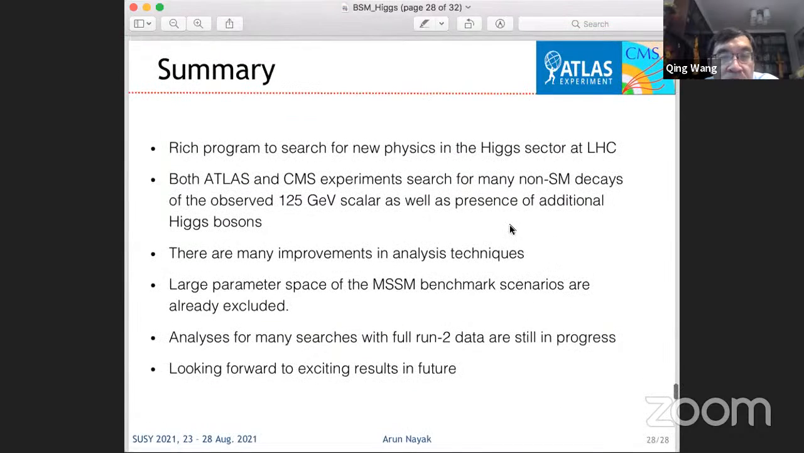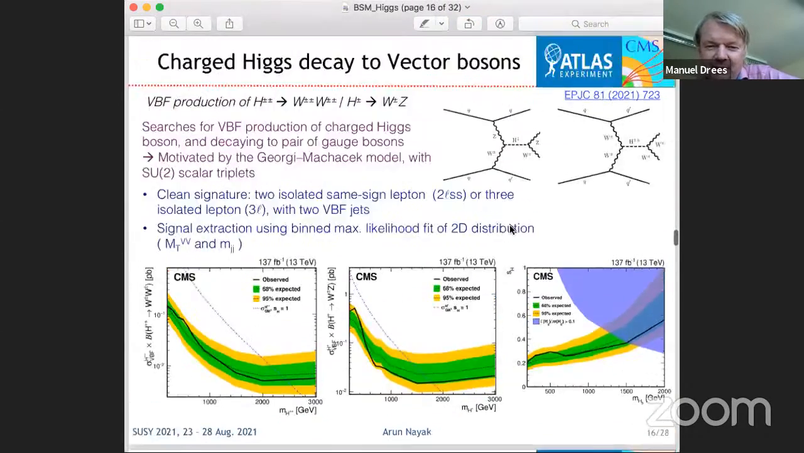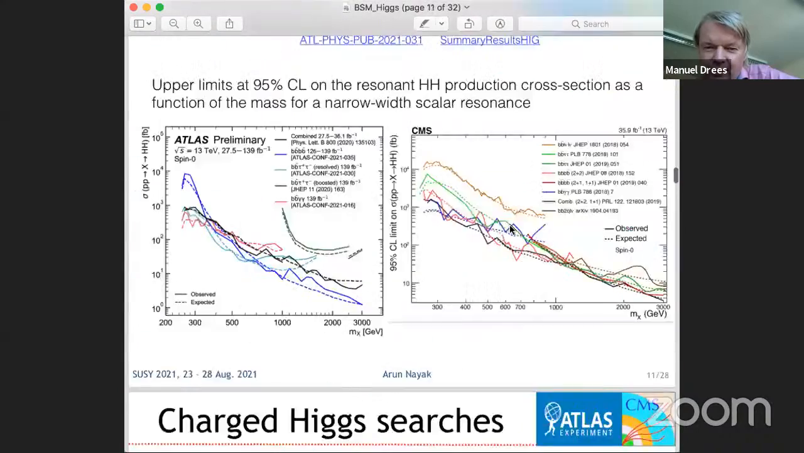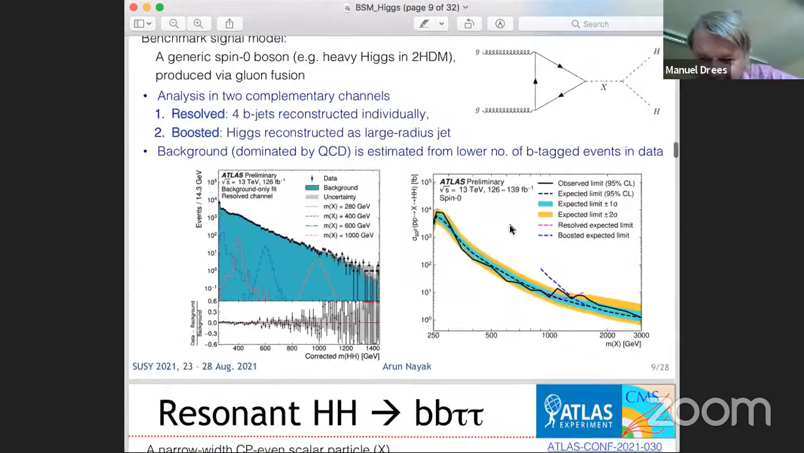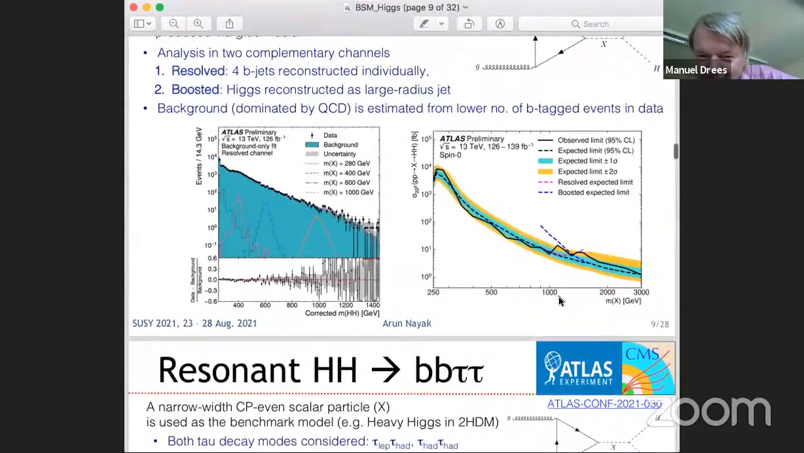Okay, please. Hi, I'm referring to your search for resonant di-Higgs production. You said that there was a local 3 sigma excess in the bbττ channel. It seemed to me that there was also an excess at more or less the same location in the 4b channel, just above 1 TeV. With this one? That one, right.